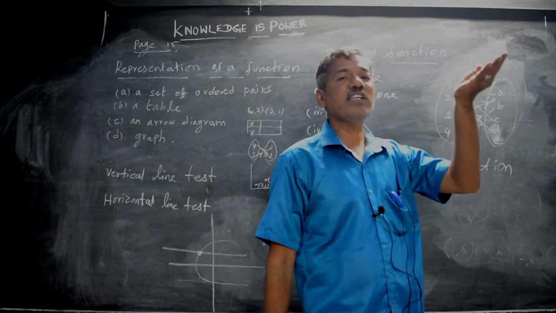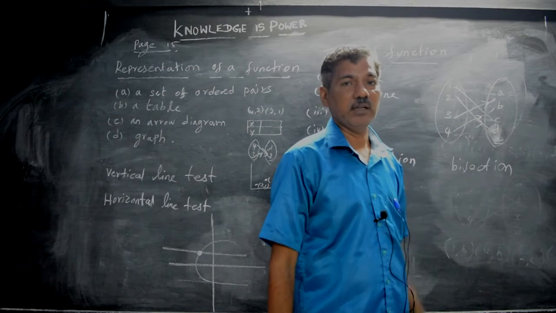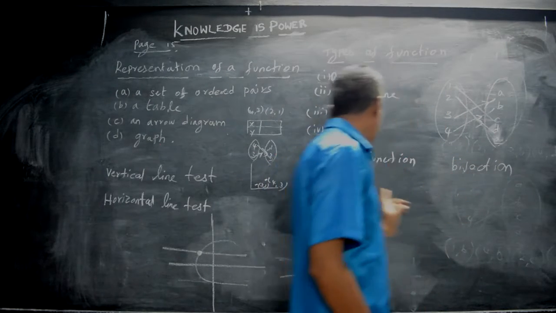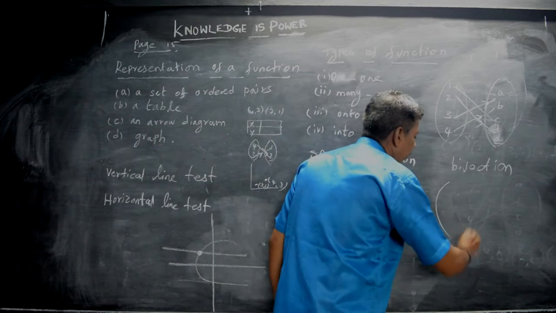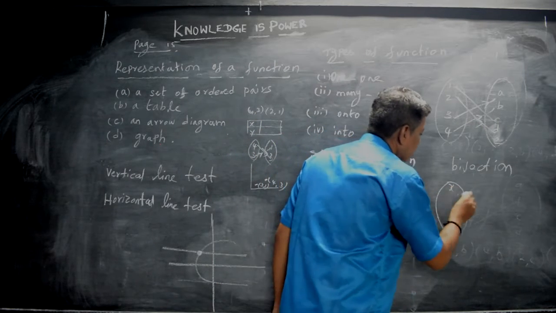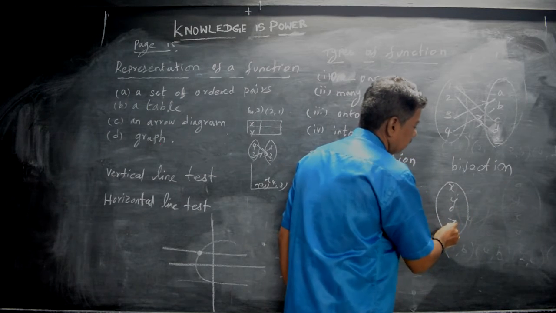If anyone increases, we are rejecting, or decreases also, we are rejecting. So that is the meaning of the constant. So how can we represent it in an arrow diagram? See them. Okay, x, y, z.